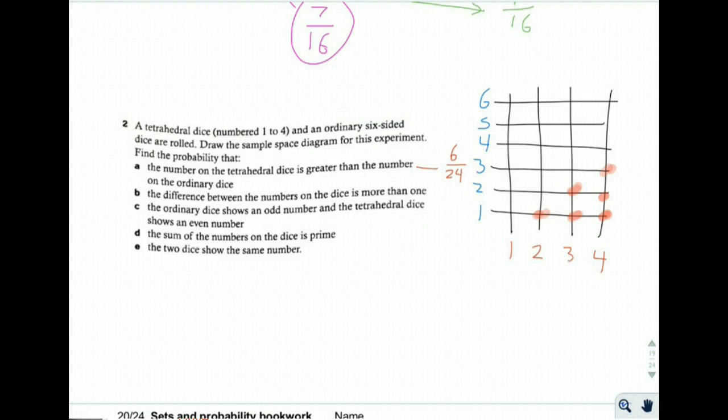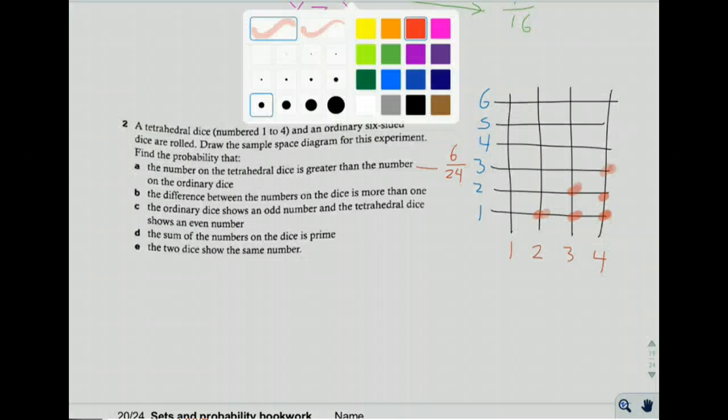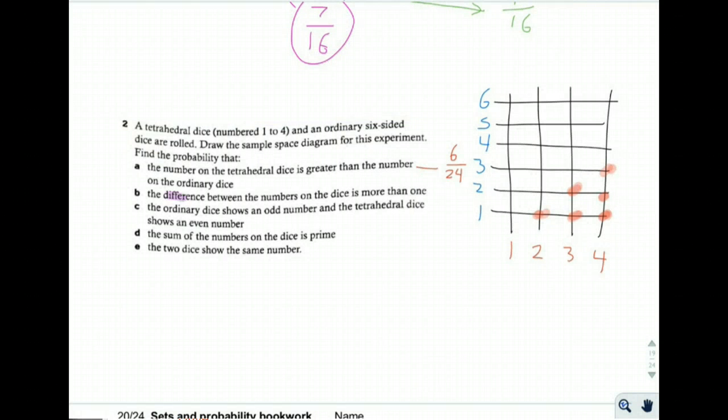The difference between the numbers on the dice is more than 1. We'll do that in purple. So that would be more than 1. So 2 minus 1 doesn't cut it. 3 minus 1, okay. 4 minus 1, okay. 5 minus 1, okay. 6 minus 1, okay. 3 minus 2 doesn't cut it. 4 minus 3 doesn't cut it. So it'd be everything greater than that. What about 6 and 4? Yeah.